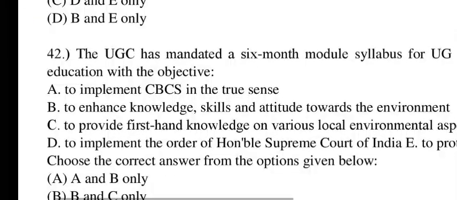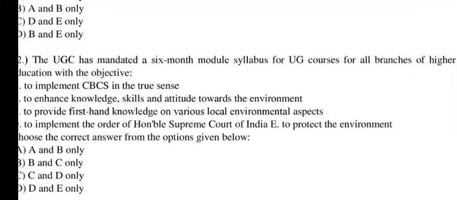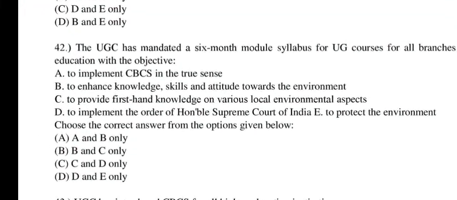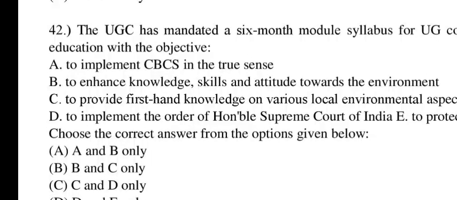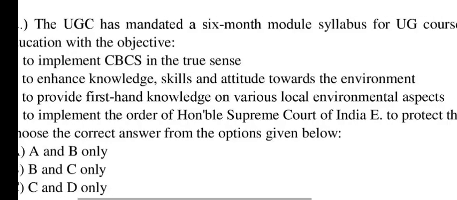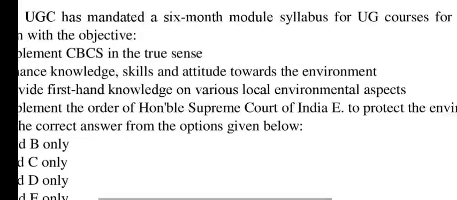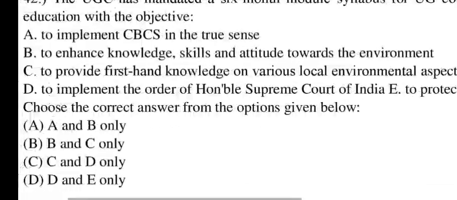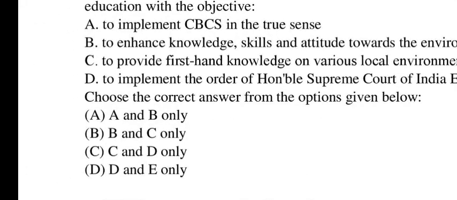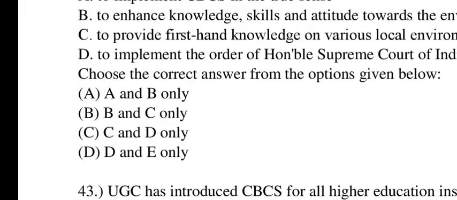Question 42 says the UGC has mandated a 6-month module for UG courses for all branches of higher education with the objective of what? A, to implement CBCS in the true sense. B, to enhance knowledge, skills and attitude towards the environment. C, to provide first-hand knowledge on various local environmental aspects. D, to implement the order of the Honorable Supreme Court of India. E, to protect the environment. Choose the correct answer from the options given below. The correct option for 42 will be number B, that is B and C.